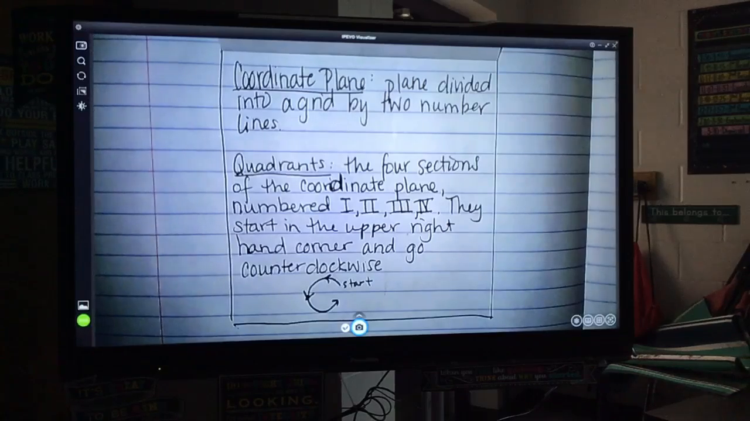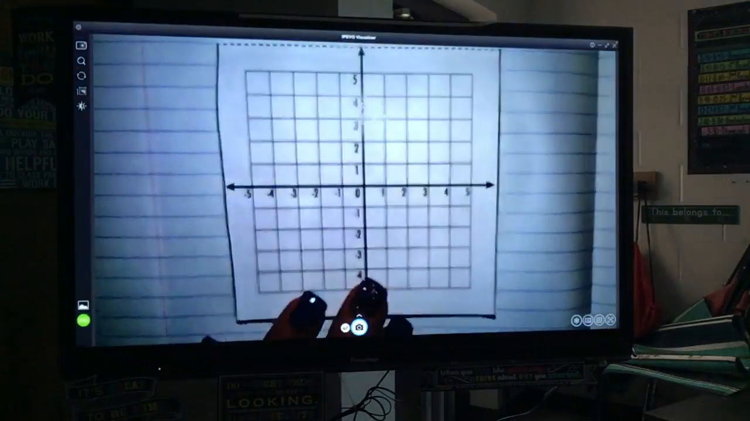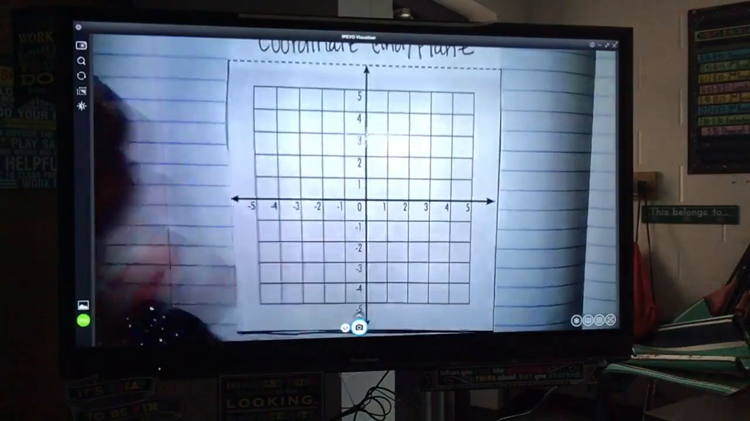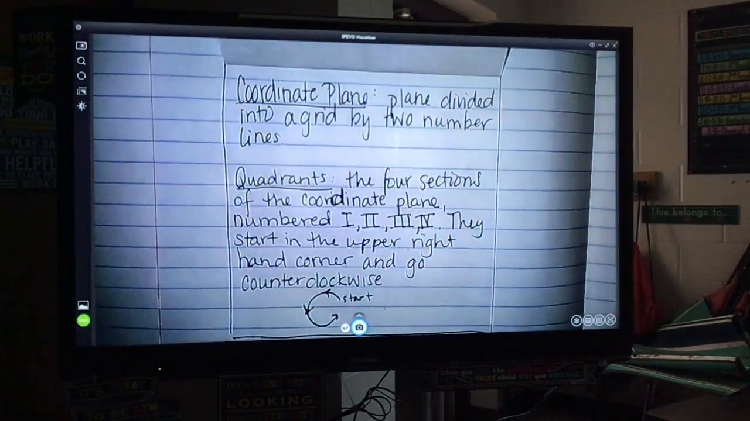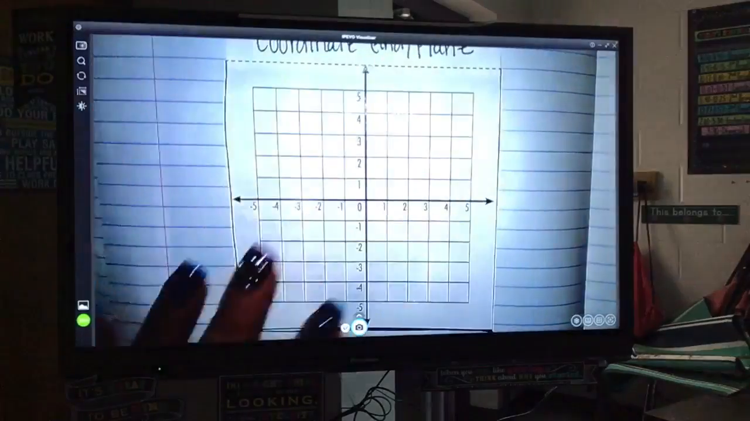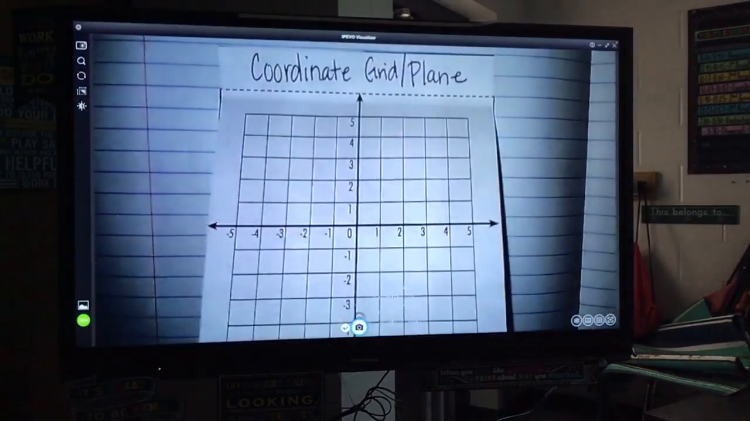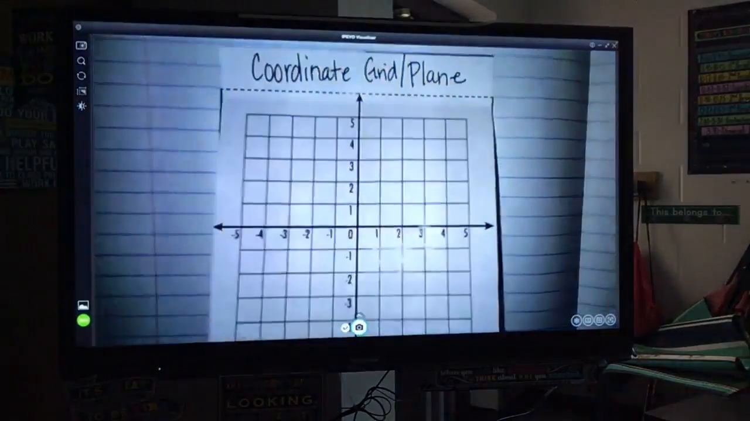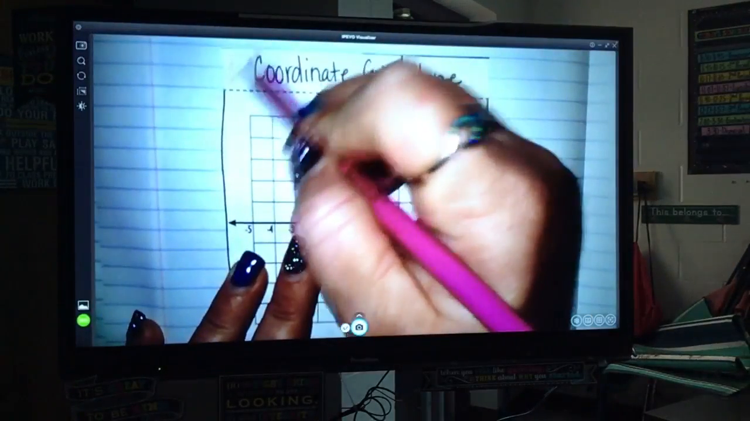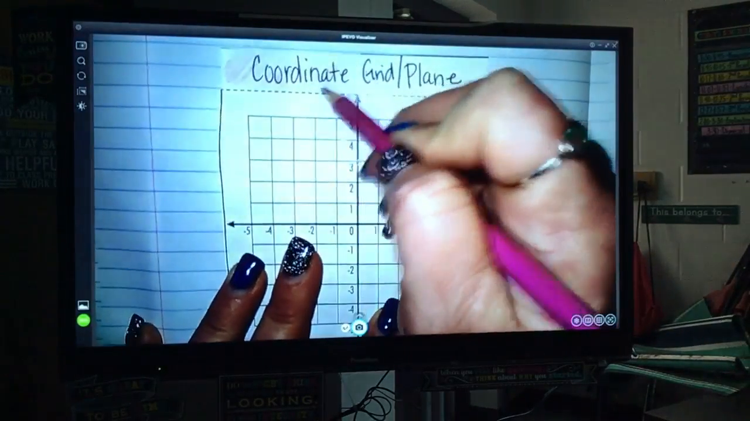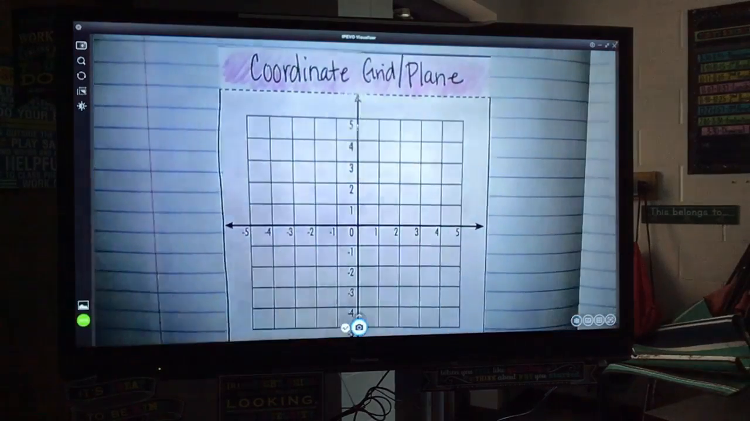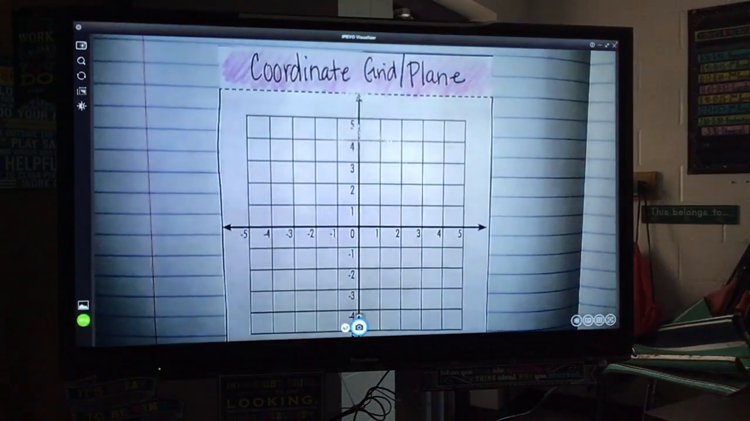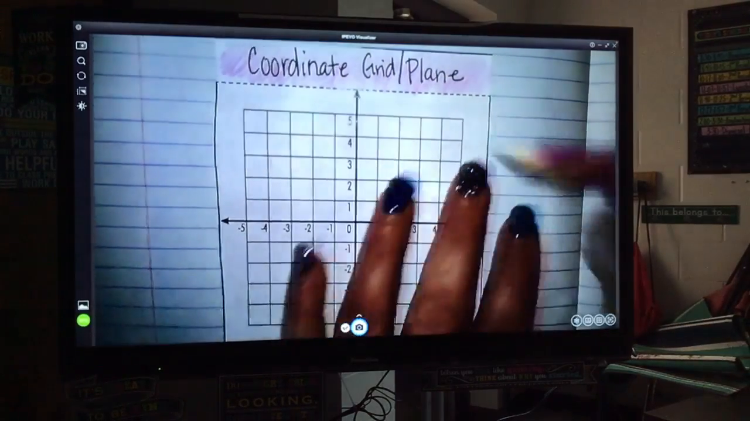All right, so go ahead and fold your quadrant, flap down. Add a little bit of color to this top part. Doesn't have to be perfect. Just add some color so that you have it. Do you need color or do you have it? Oh, color pencil. Oh, yeah.